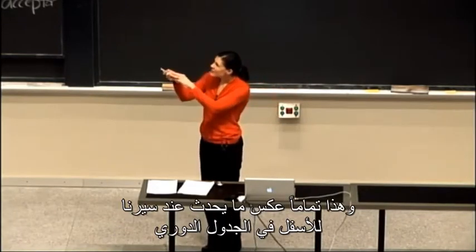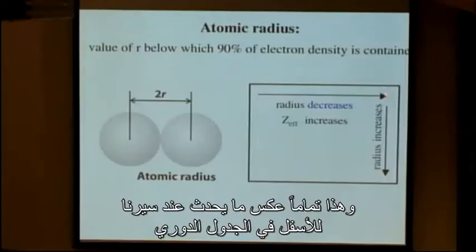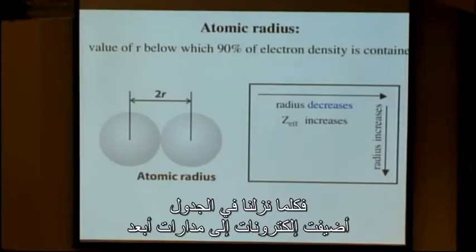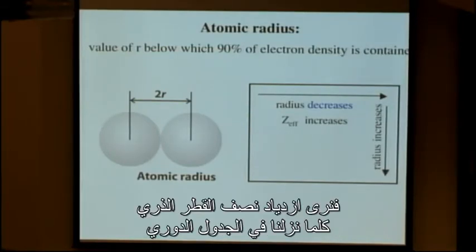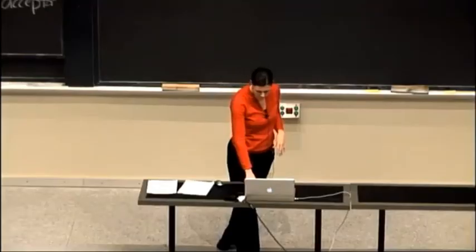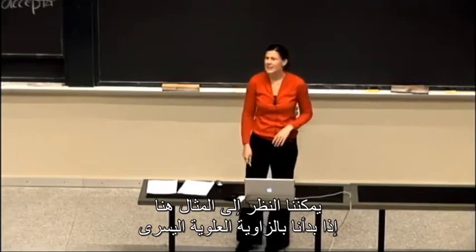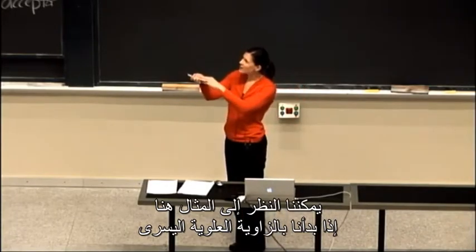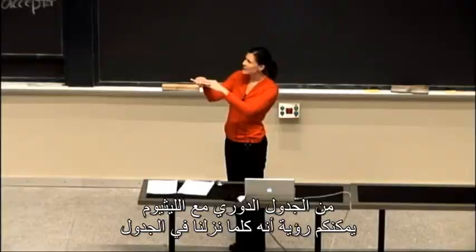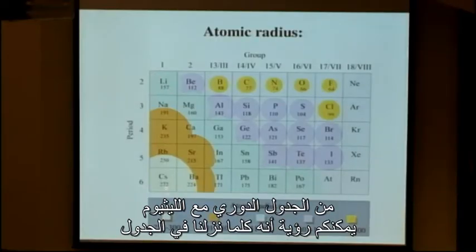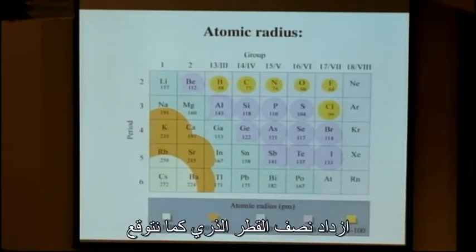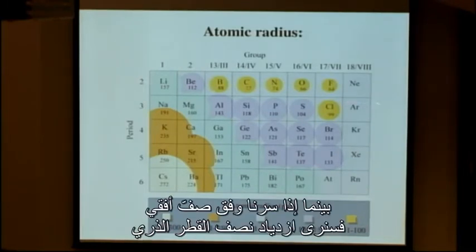This is in contrast to what's happening as we go down the periodic table. As we go down, we're adding electrons to further and further away shells, so the atomic radius is going to increase as we go down the periodic table. We can look at an example here. If we start in the upper left-hand corner of the periodic table with lithium, as we go down the table, the atomic radius is increasing, as we would expect. Whereas if we go across a row, the atomic radius is decreasing.